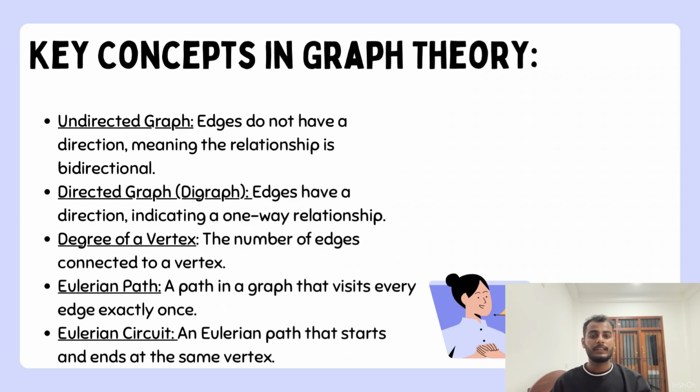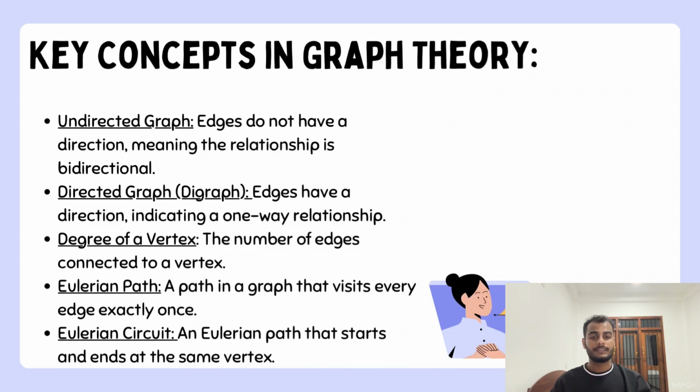Now let's move on to the key concepts of graph theory. To understand the Chinese Postman problem, let's go over some key graph theory concepts. Undirected graph: edges do not have a direction, so the relationship is bidirectional. Directed graph: edges have a direction indicating a one-way relationship.